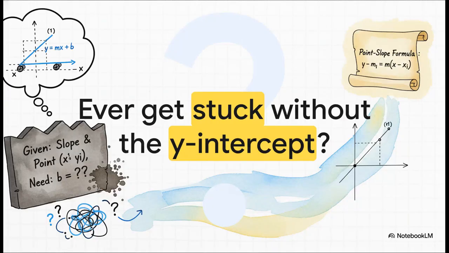You know how it is, right? You're just cruising along with your good old y equals mx plus b. But then you hit a problem where you've got a slope and some random point, but no y-intercept. And suddenly, bam, it feels like you've hit a wall. But what if I told you there's a formula that's made for that exact situation?